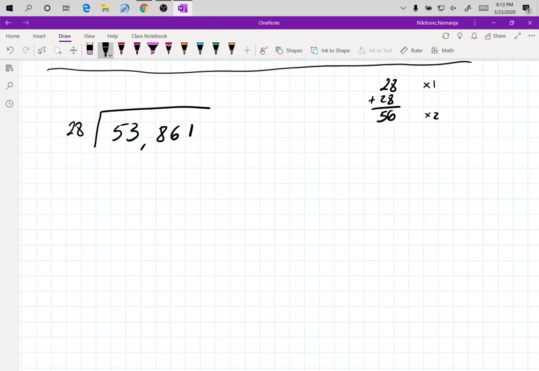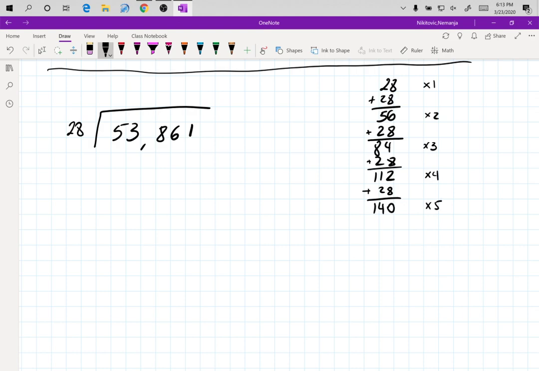Right, 28 times 2. Now we add another 28 over here. That is going to give us 84. So that's 28 times 3. Then you add another 28. So that's going to give us 112. That was 4 times 4. And when we add another 28, we will get 140.